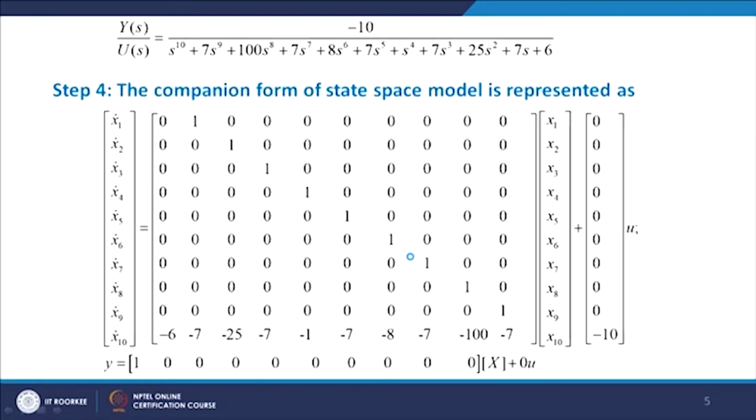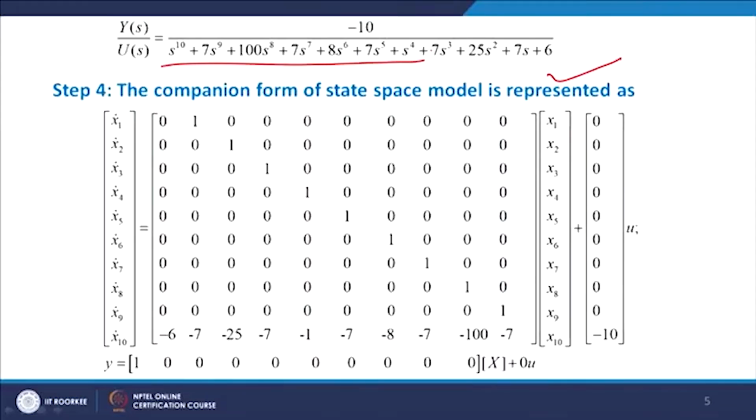Now we have to represent this equation in companion form. The companion form, controllable canonical form and phase variable form have the same meaning. In many textbooks it is written as companion form, in some it is written as controllable canonical form. Already we have seen this part, so now we write down the state space model in companion form for this model.